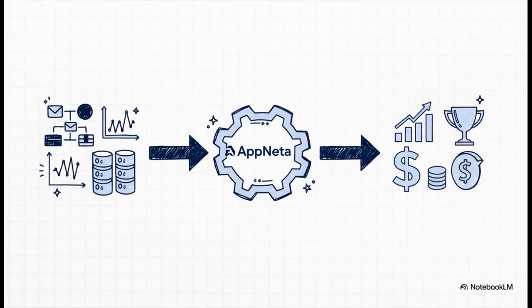So what this all really means is that AppNeta elevates the entire conversation. You're no longer just talking about monitoring packets and latency, you are delivering business performance intelligence. You're actually answering the question, how is our network impacting our ability to do business right now?